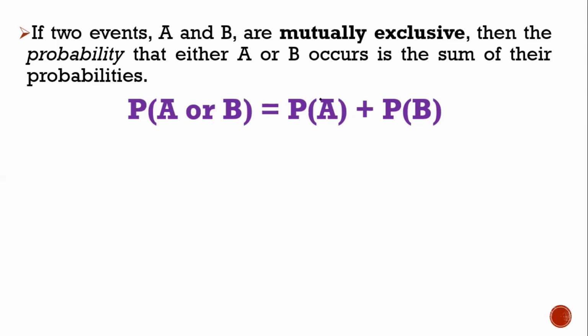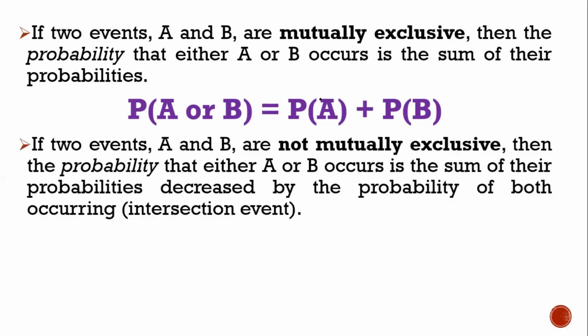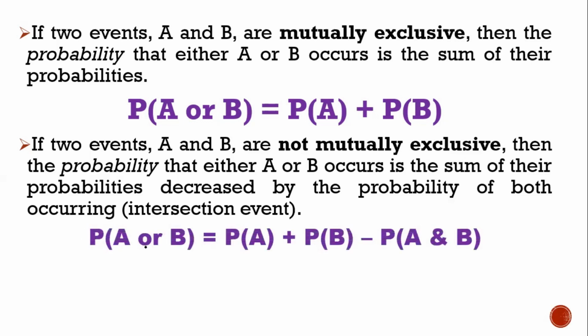And if not mutually exclusive, what are we going to do? If not mutually exclusive, the probability of A or B is equal to the probability of A plus the probability of B minus the probability of A and B, or the probability of their intersection. To understand it better, let's have an example and solve some problems.